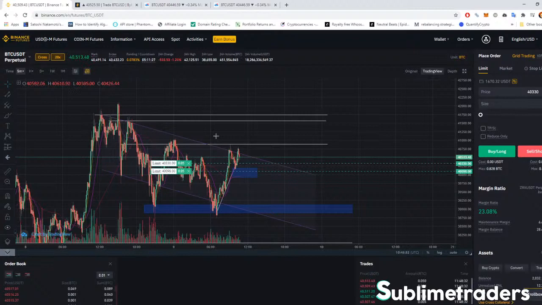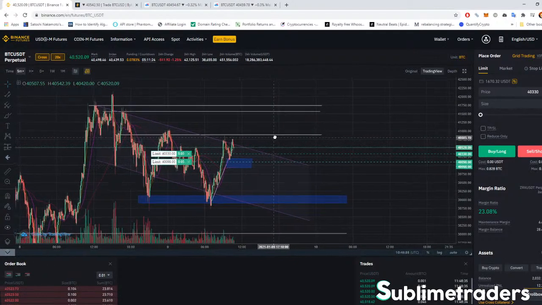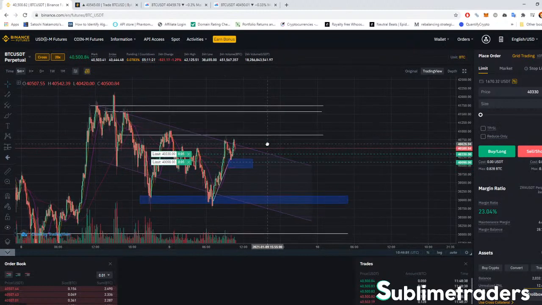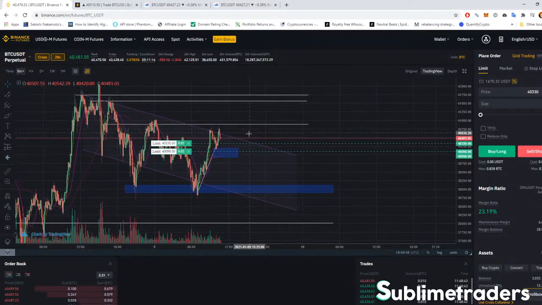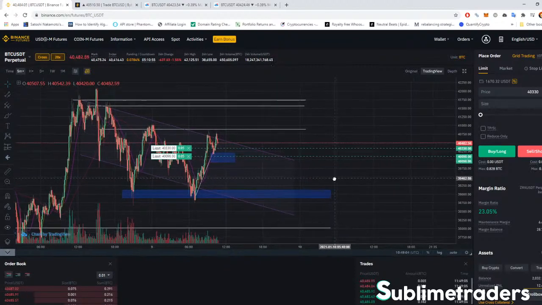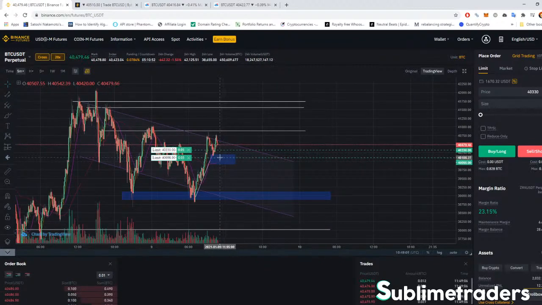Okay, so let's go back. Small rejection right here, going back into the channel. And now we will hit our first entry, our second entry. Then hopefully it goes down all the way back to here, and we can maybe average down to here. This would be nice. If we average down to 39,500 ish, would be very nice. And we will add, we'll follow the price down.